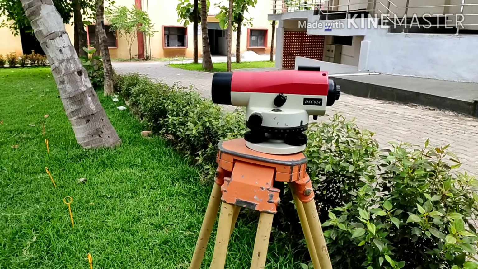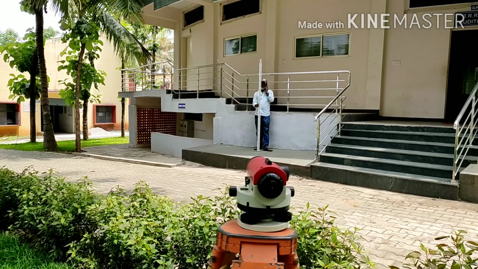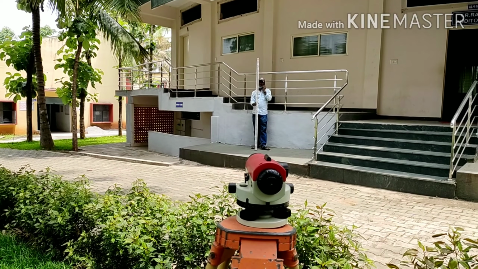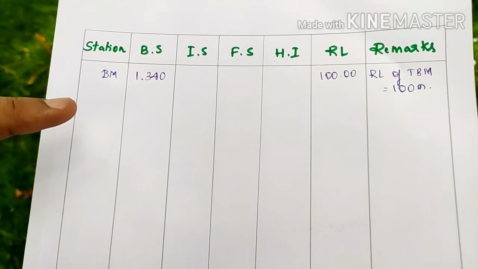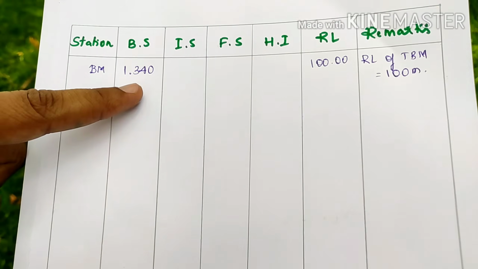We have set up the auto level instrument and the temporary adjustments are done. Select the temporary benchmark, hold the leveling staff on the temporary benchmark, take the reading and note it down as backsight. The reading taken on the temporary benchmark is 1.340 meter.